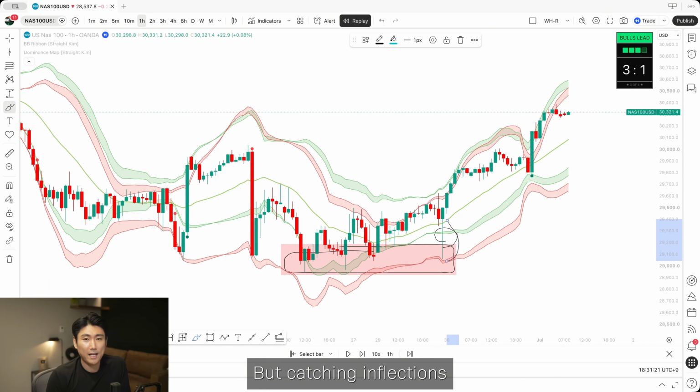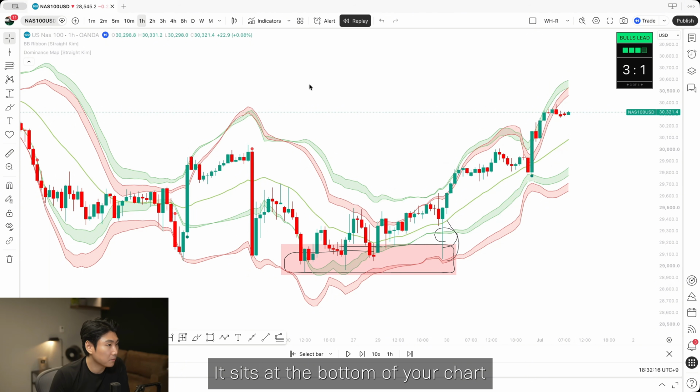But catching inflections takes a lot of experience. You think this is the bottom, you buy, it keeps falling. You have all been there. I kept asking myself how to make inflections easier to spot. So I built this indicator and I use it myself. It sits at the bottom of your chart.